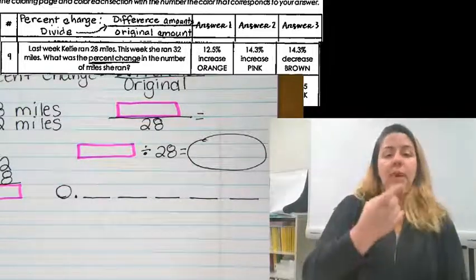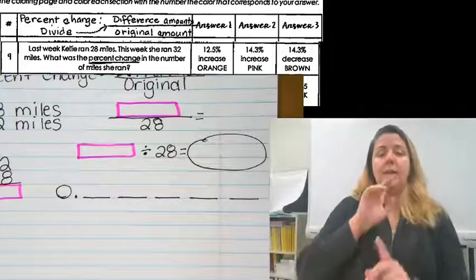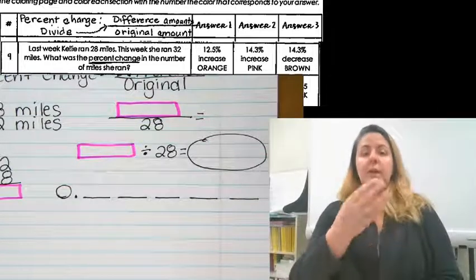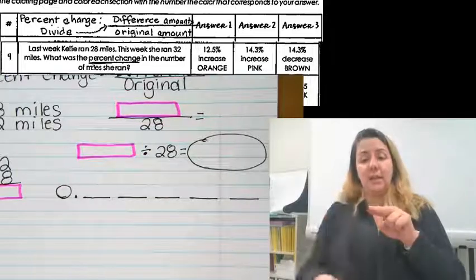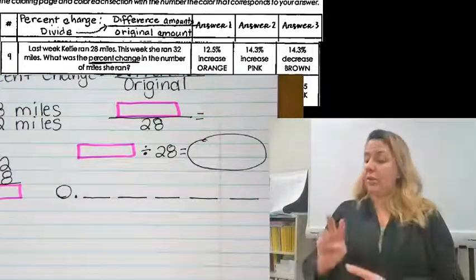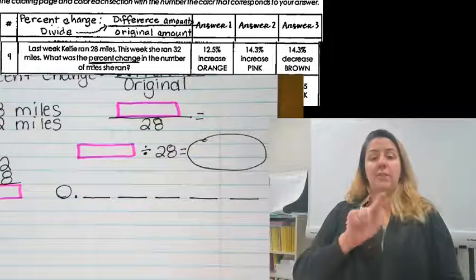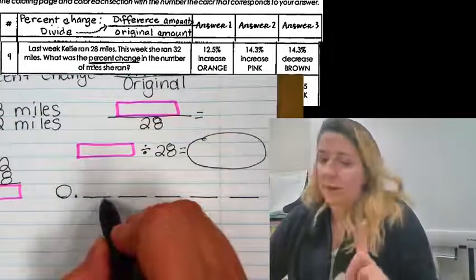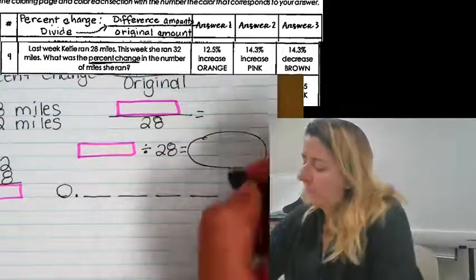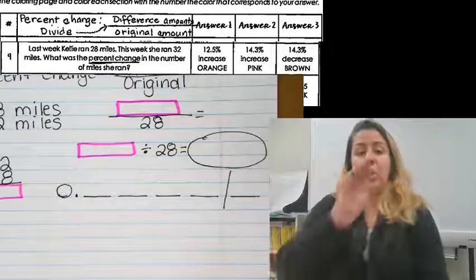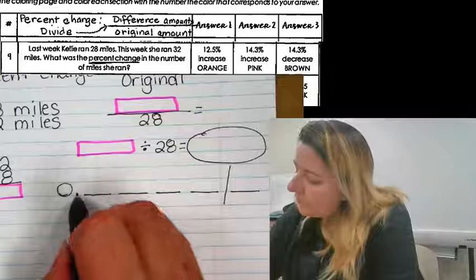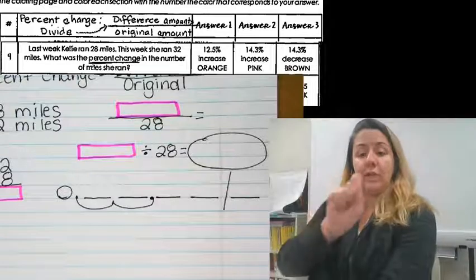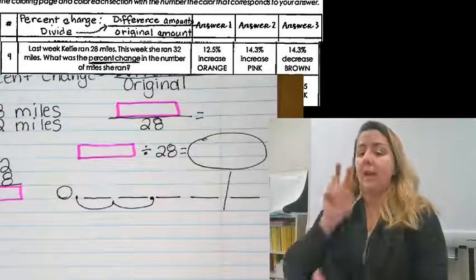So answer 1 is 12.5%. Answer 2 is 14.3%. Answer 3 is 14.3% decrease. That means you need to look at your answer. Look at the first 4 numbers after your decimal. So 1, 2, 3, 4. Move your decimal. Because it's percent, you move your decimal 2 places. Then look at this number.